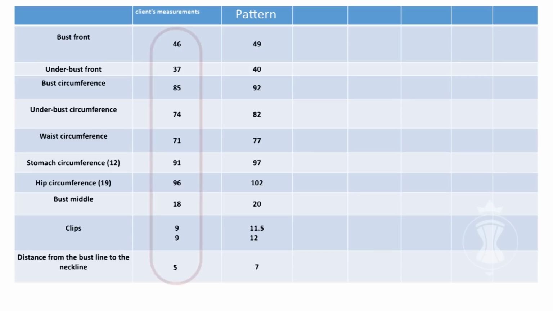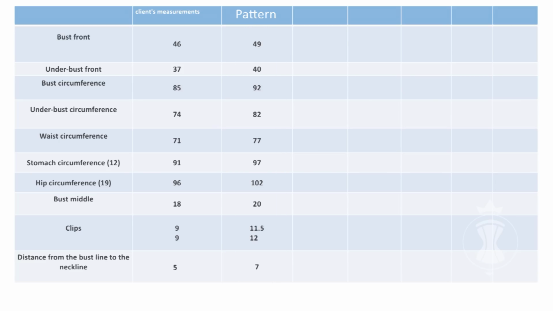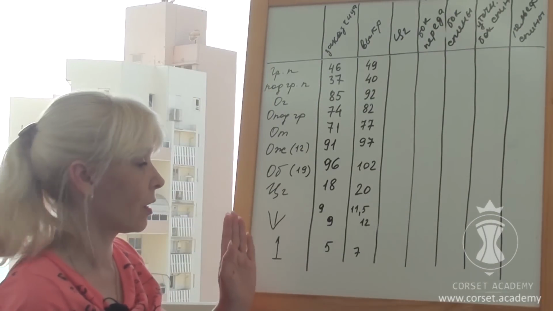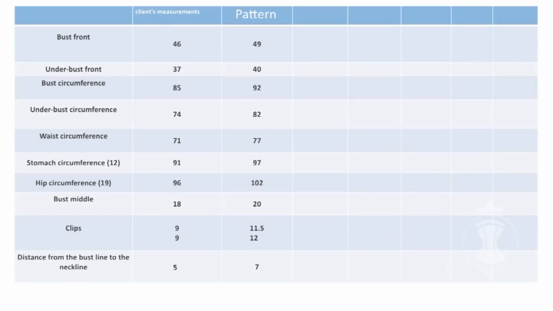The second column of the table contains client's measurements, and the third column contains the dimensions of the initial pattern. In other words, they are measurements taken off your mock-up. These measurements fully coincide with the measurements used in the previous calculations.